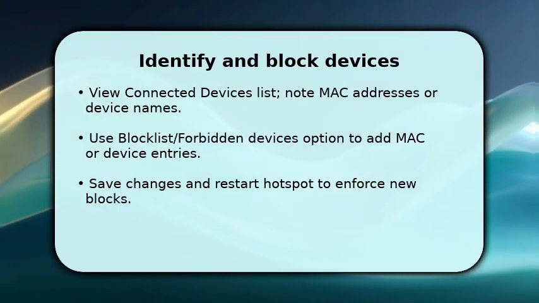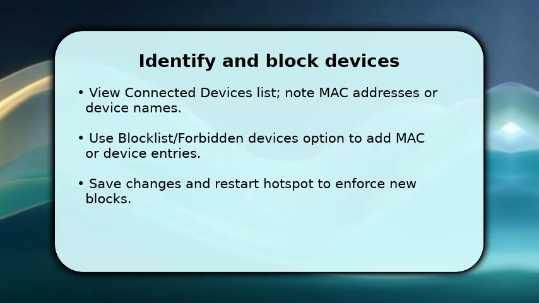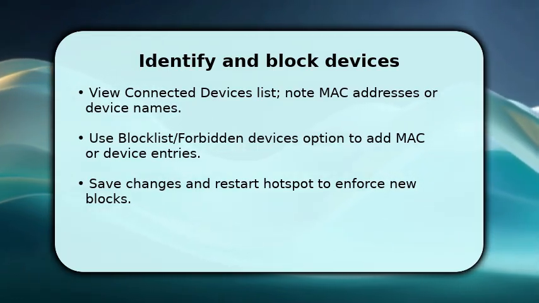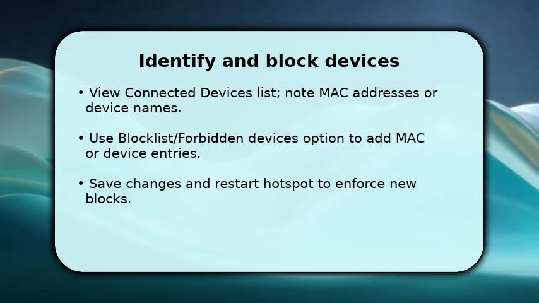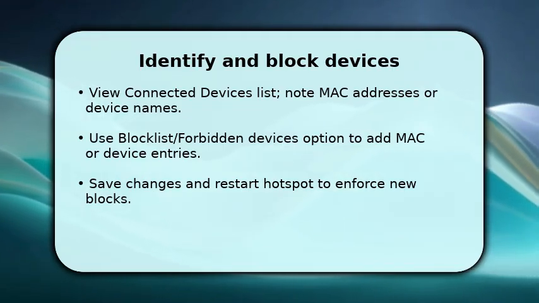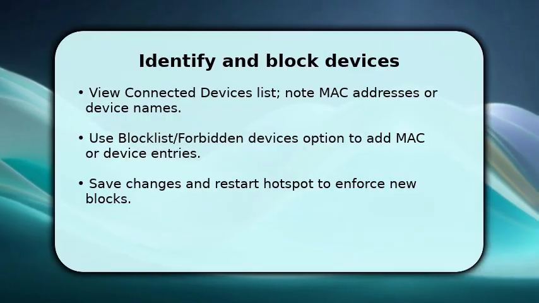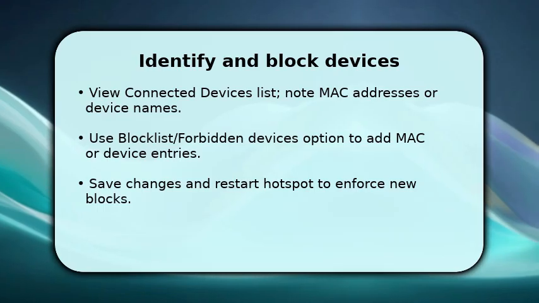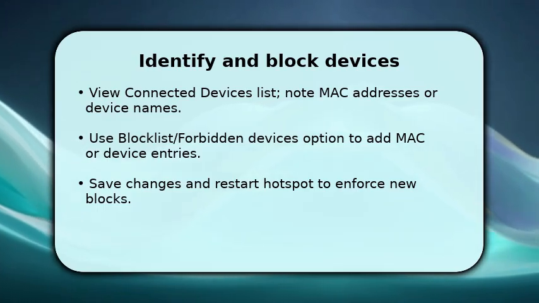Next, open the Hotspot's Advanced or Allowed Devices section and choose the Block List or Forbidden Devices option. Add each MAC address precisely, since one wrong character will fail. Once the devices are added, save the settings and toggle the hotspot off then on again, so the Samsung enforces the new block entries immediately.